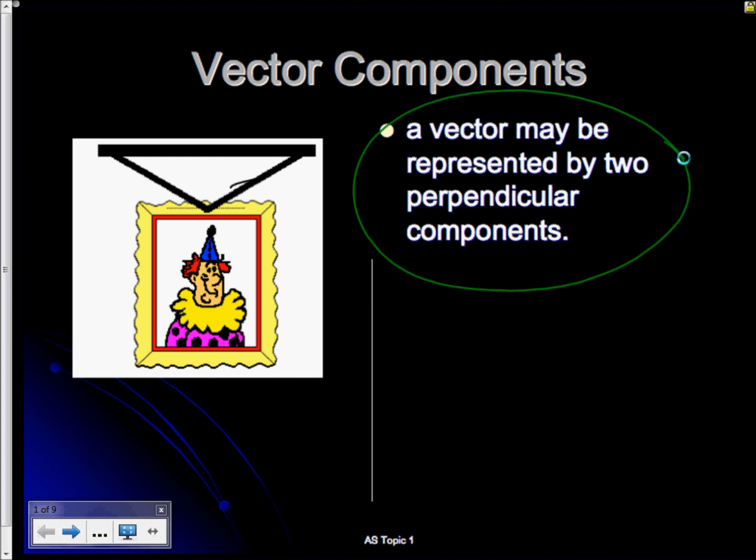Imagine you've got a picture being held to the ceiling by these two wires. Now each of those wires is applying a force known as a tension force. That tension force has got two parts or two components. You can think of part of the tension trying to pull sideways on the picture and part of the tension pulling upwards on the picture. Those are what we refer to as the vector components.